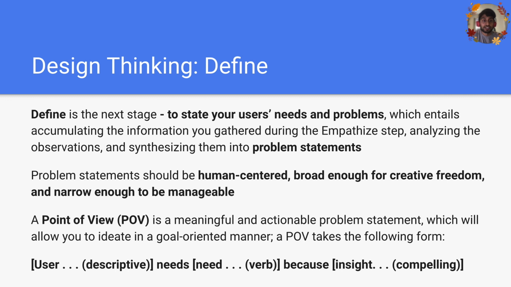The next step in the process is to define, to state your users' needs and problems. This step entails accumulating the information you gathered during the empathize step, analyzing the observations, and synthesizing them into problem statements. A great definition of your problem statement will guide you and your team's work and kickstart the ideation process, which is the third stage, in the right direction. On the contrary, if you don't pay enough attention to defining your problem, you'll work like a person stumbling in the dark. This is perhaps the most challenging part of the design thinking process.